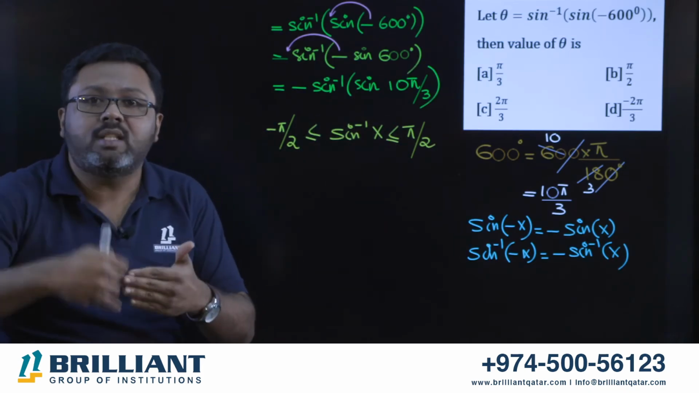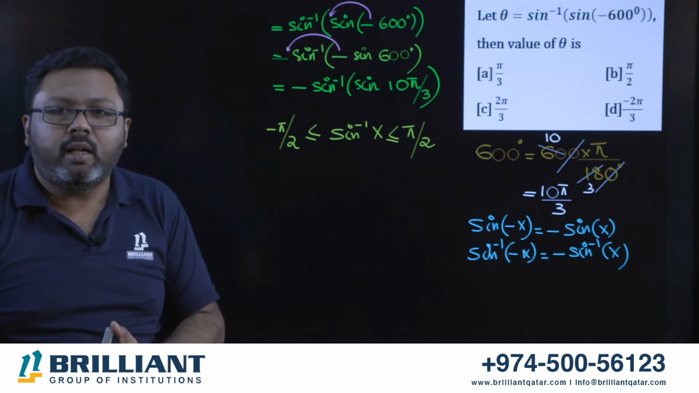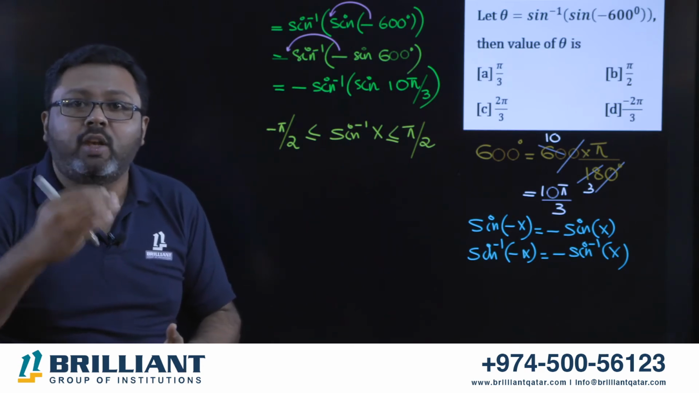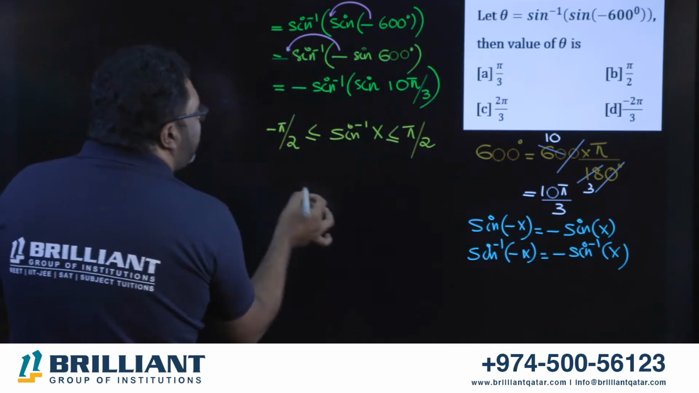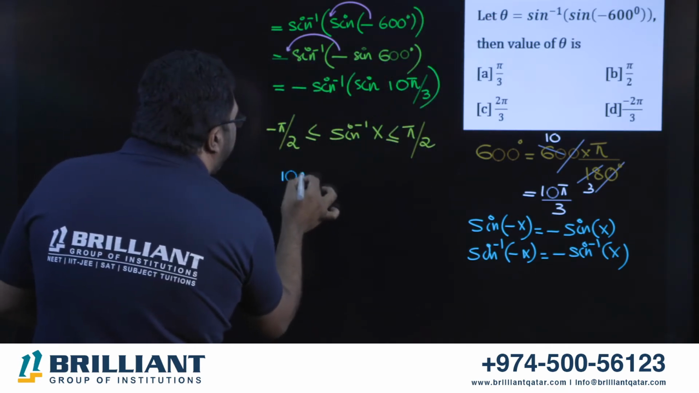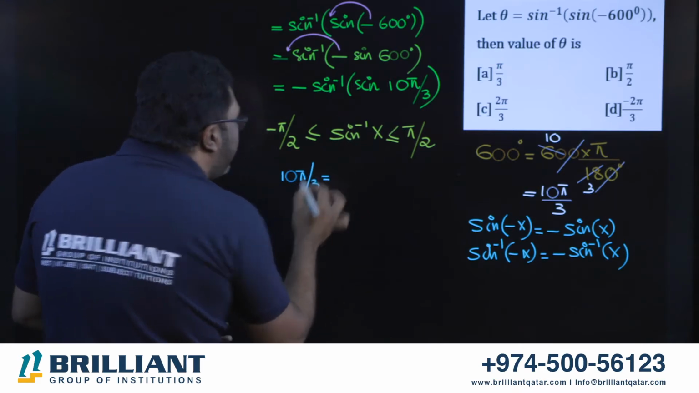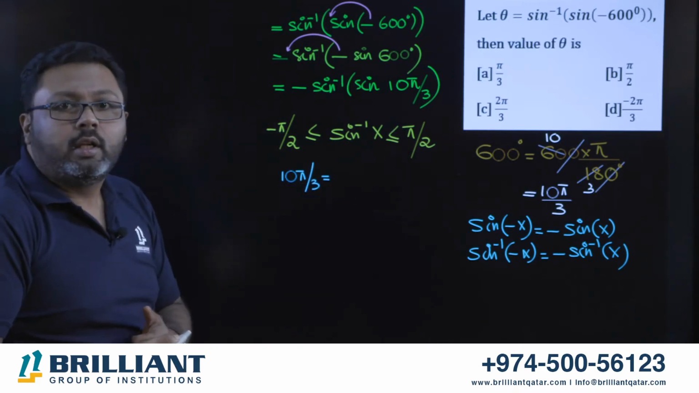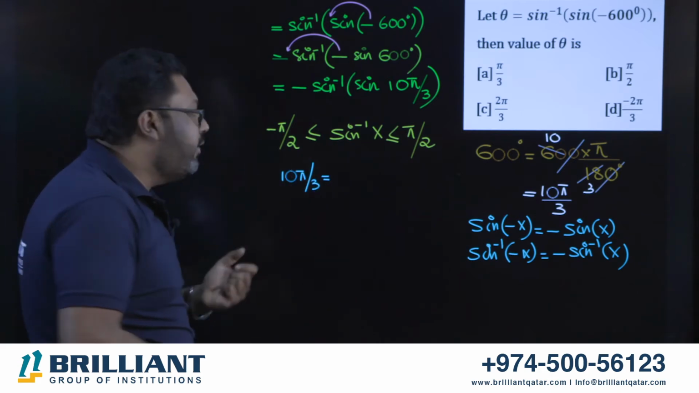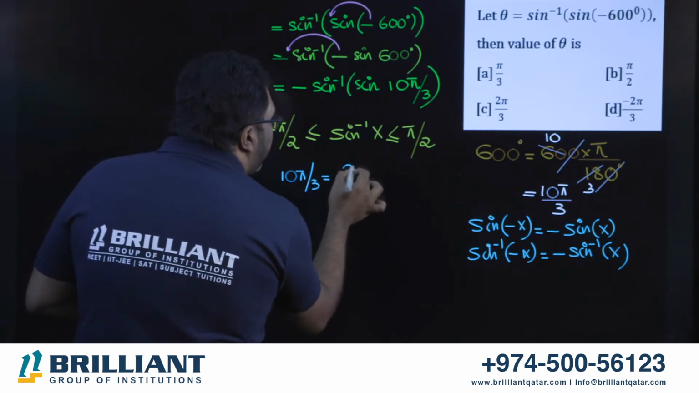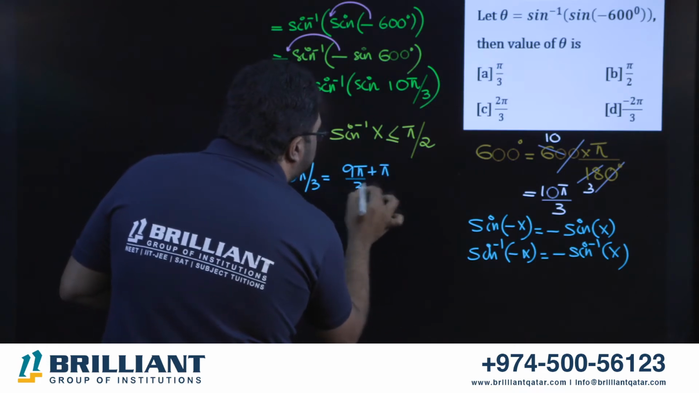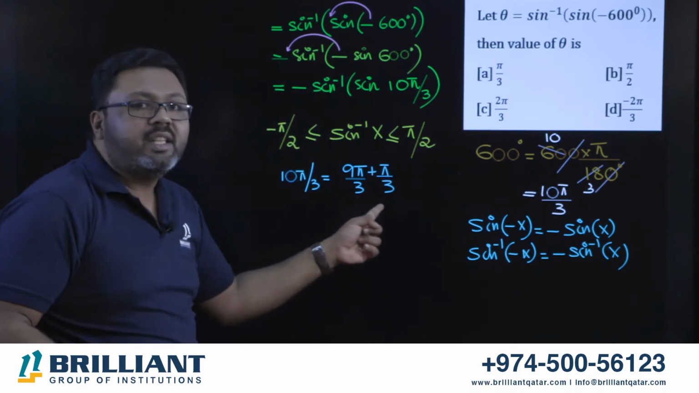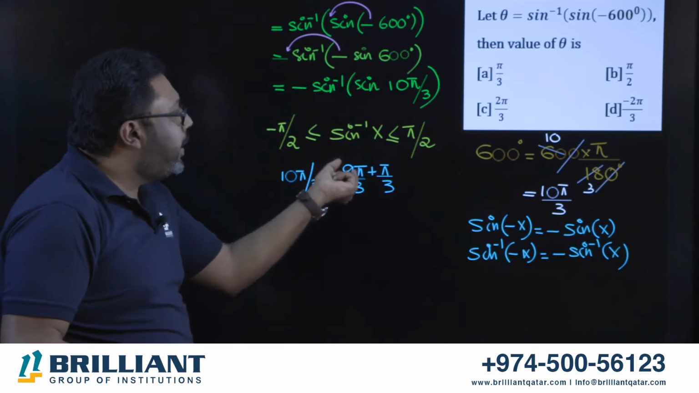So you have to bring it under your principal value branch. How to reduce this into your principal value branch? This 10 pi by 3, this is also a technique you learned in 11th standard, the reducing technique. 10 pi by 3 is like 9 pi by 3 plus pi by 3.